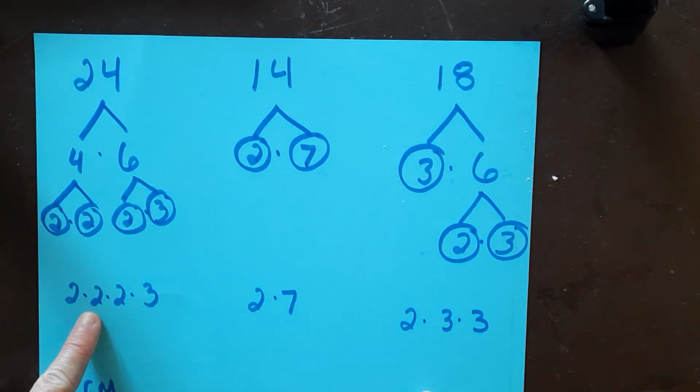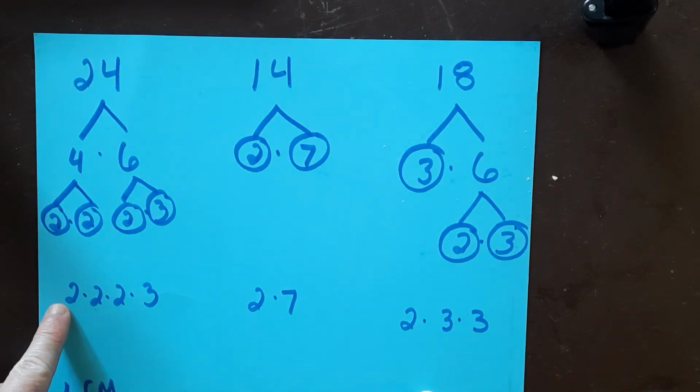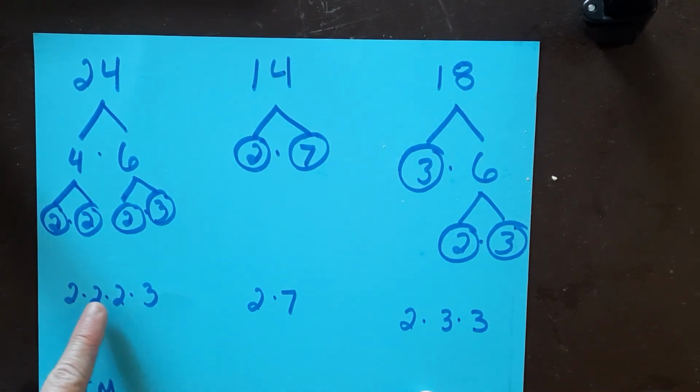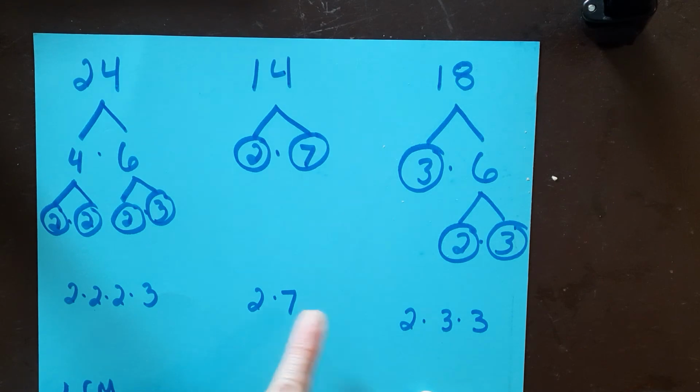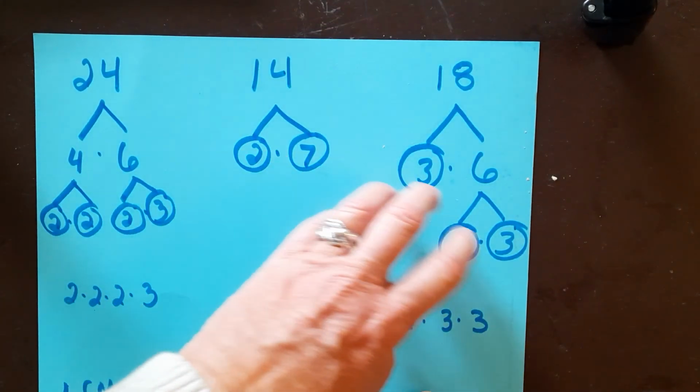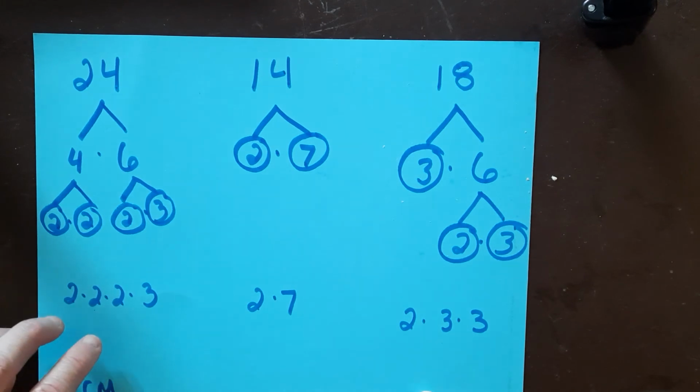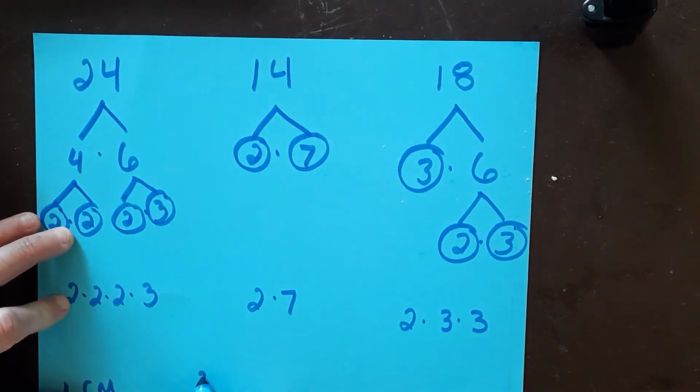Now, we look at all three of these products of primes. First, we look and see. The first number we see is a 2. There are three 2's here, one here, and one here. The greatest number of 2's in any of these is this one, and it has three 2's. So we need to write all three of those 2's down.